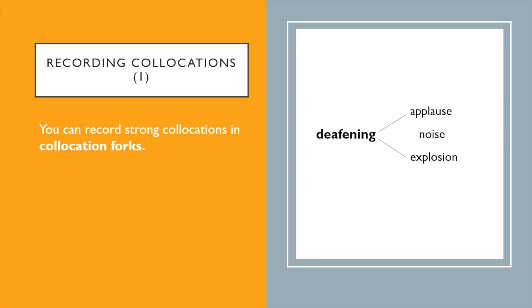In your notebook, why not try to make some collocation forks? So these are a helpful way of recording strong collocations. You have here, for example, the adjective deafening, and then 3 nouns that would commonly collocate with this adjective. So we have a deafening applause, a deafening noise, a deafening explosion. You can see that these are all examples of things that we would hear, things that are very loud, all right? But there aren't that many nouns that do collocate with deafening. So this is why it is a strong collocation set.